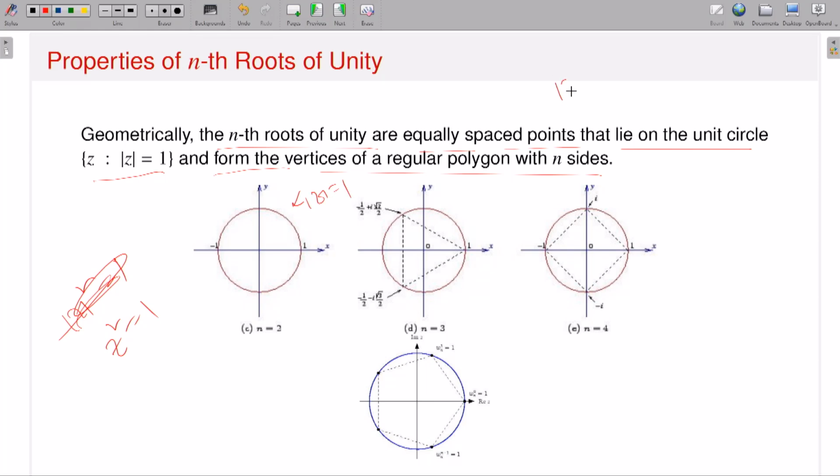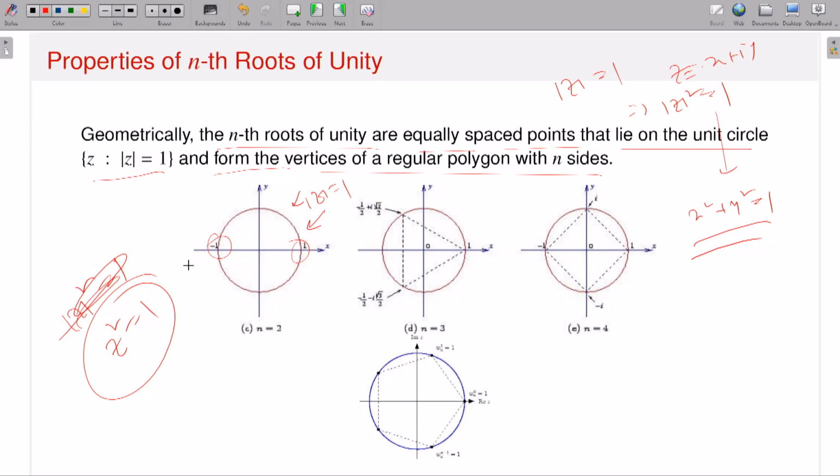Now what is mod z? Mod z is equal to 1, where z is equal to x plus iy. So mod z is equal to 1 means that mod z square is equal to 1, correct? And that means x square plus y square is equal to 1. That gives you a circle of radius 1 with center 0. So this is my circle, mod z is equal to 1. Then what is the solution of z square is equal to 1? You will have only 2 points, 1 and minus 1.